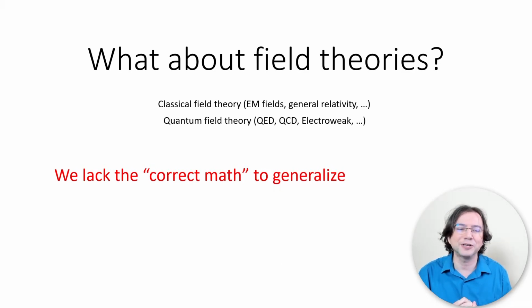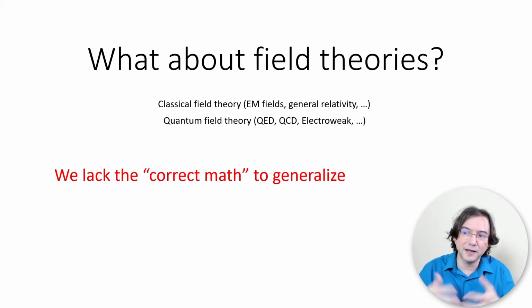Now, of course, there is the issue of field theories, both classical and quantum field theory, because a lot of modern theories are field theories, and, for example, general relativity is a field theory. We haven't really talked about that. Here the issue is that we're not sure that we have the correct math to generalize. There are some issues with function spaces and defining measures on function spaces that prevent some of these things from working well.